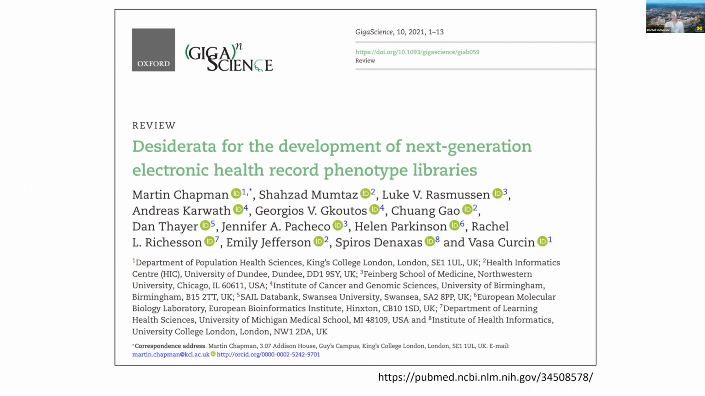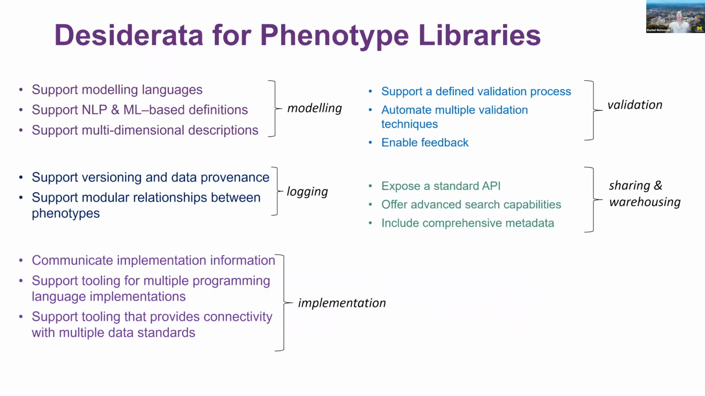There's an excellent review article by Martin Chapman with representatives from really all the phenotyping efforts that I've mentioned and others that came together to decide what's a desiderata, like what do we need for a library of phenotype definitions that can enable reuse. So they have a lot of requirements listed about modeling and logging, like supporting versions, how to implement, what kinds of information do people need, and validation.